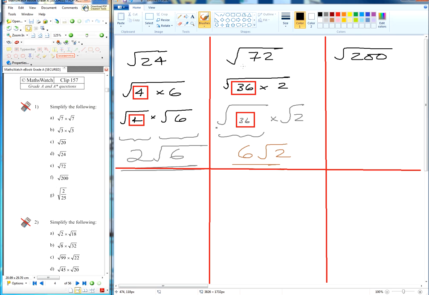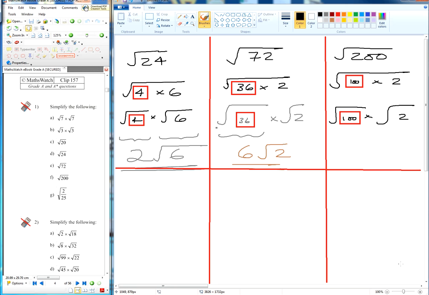Root 200. What square number can anybody spot in the number 200? Number 200 consists of what? Okay, let me just pause the video. So we don't know. Michael.